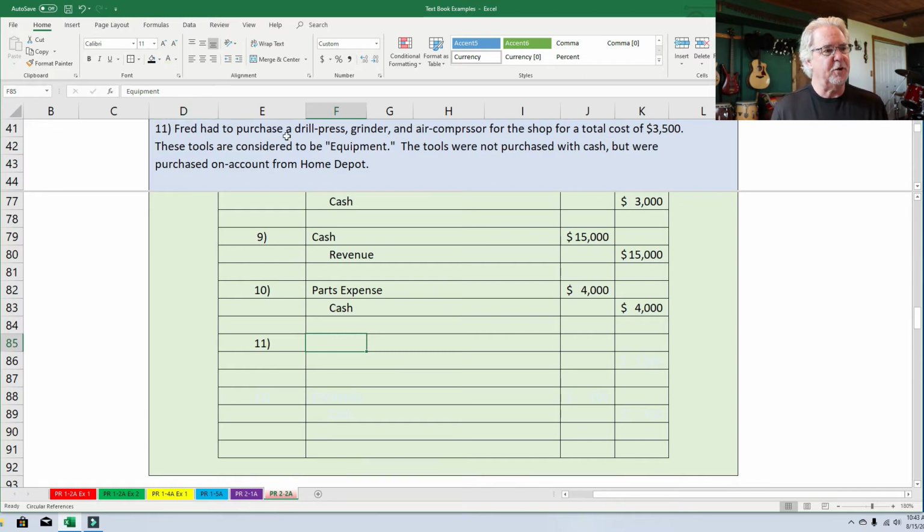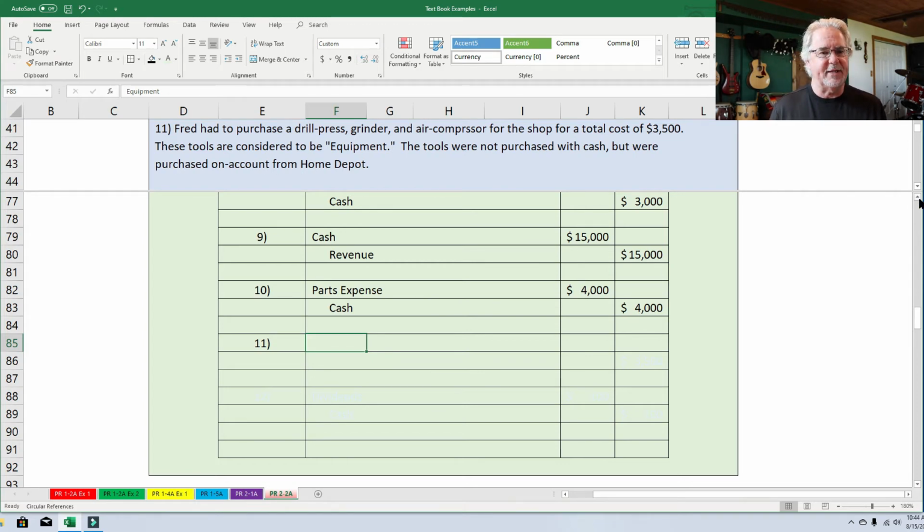Fred had to purchase a drill press, grinder, and air compressor for the shop for a total cost of $3,500. These tools are considered to be equipment. The tools were not purchased with cash, but were purchased on account from Home Depot. So no cash is involved, and this is not an expense. And so it's like, oh, how do we figure this out?